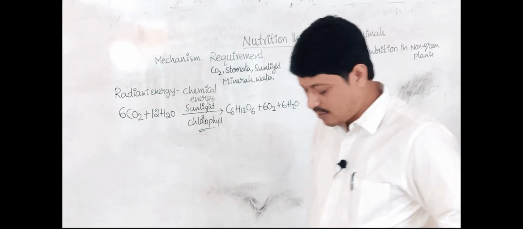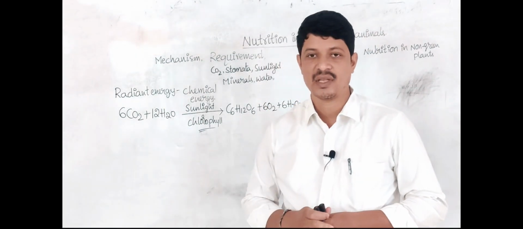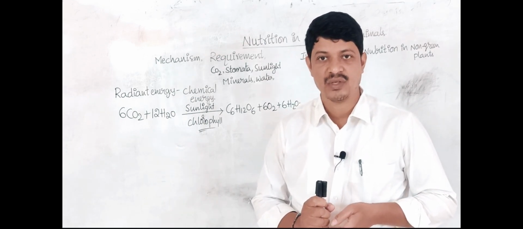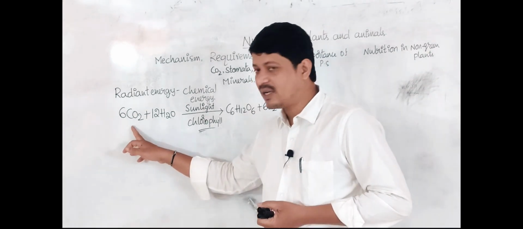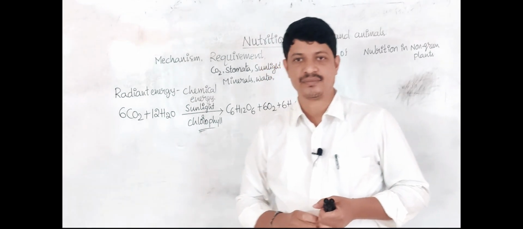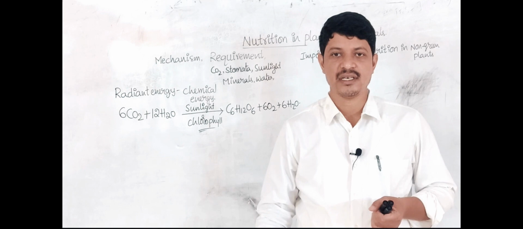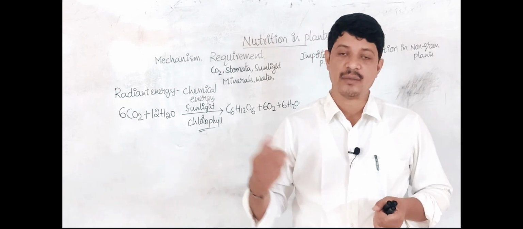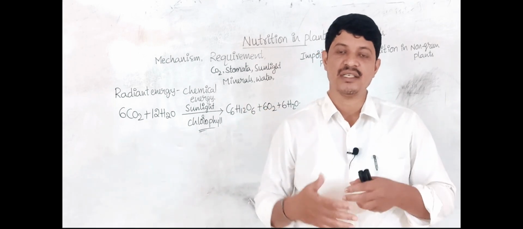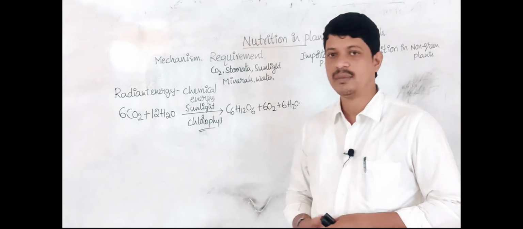Carbon dioxide and water. First, carbon dioxide: plants get the carbon dioxide from the atmosphere. The second one is water. The roots absorb not only the minerals from the soil, they also absorb the water from the soil and transmit this water to all parts of the plant body.